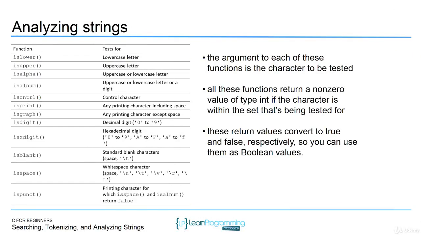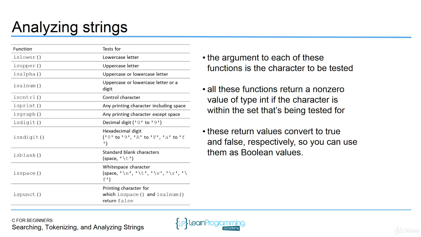The last functions I want to talk about are these analyzing string functions. isLower, there's a ton of them, so I just provided a little table here. isLower, isUpper, it does exactly what you think it would do. It tests to see if a character is lowercase or uppercase. So we're testing certain characters, but they're used inside strings. The argument to each of these functions is the character that you want to look for. And all these functions return a non-zero value of type int if the character is within the set that's being tested.